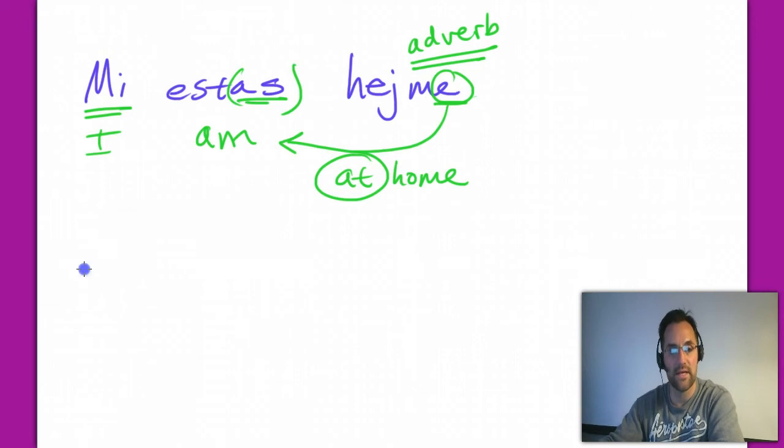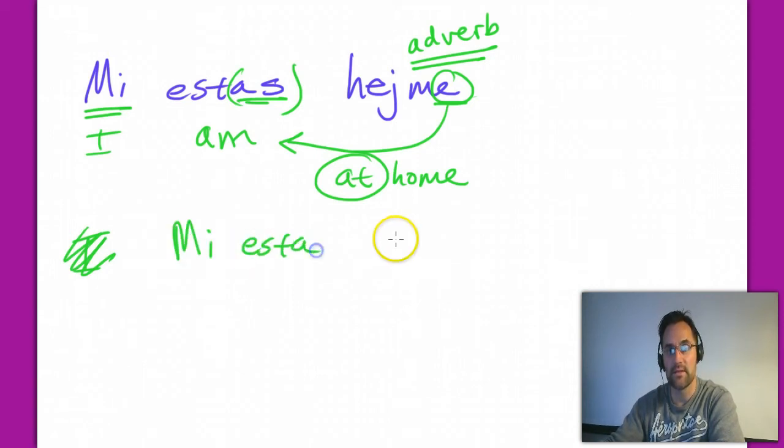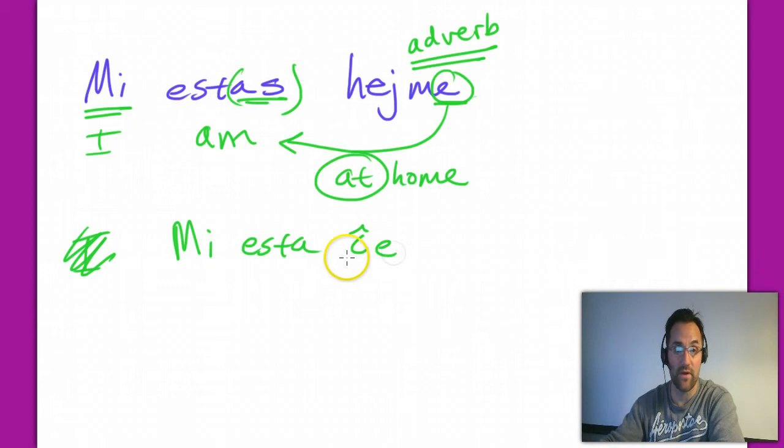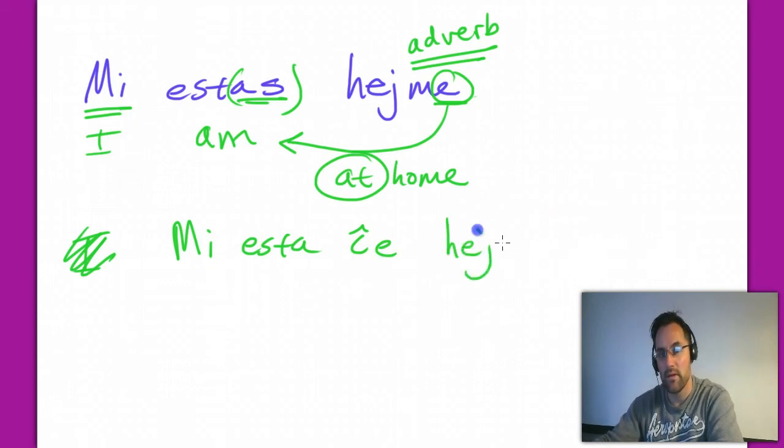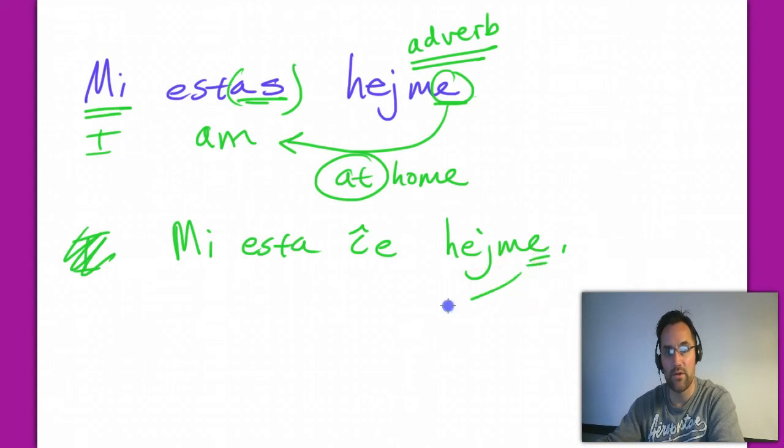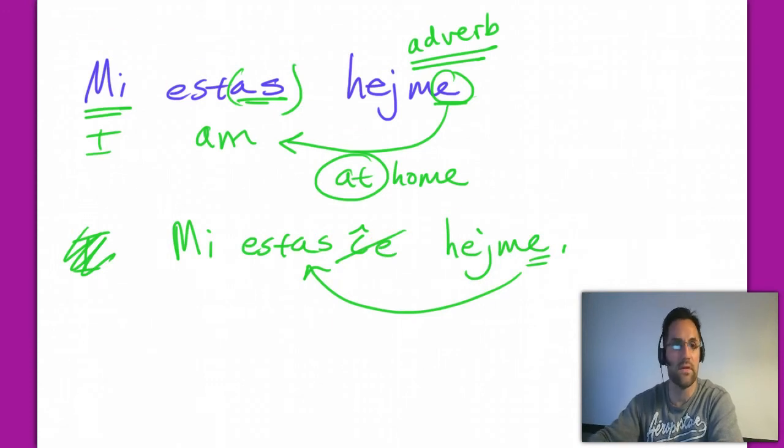Okay, so we wouldn't need to say, mi estas che, which is the word for at, heme. Because it's an adverb, it's already describing this as at home. So this would be redundant. Now you could include that, but it wouldn't be necessary.